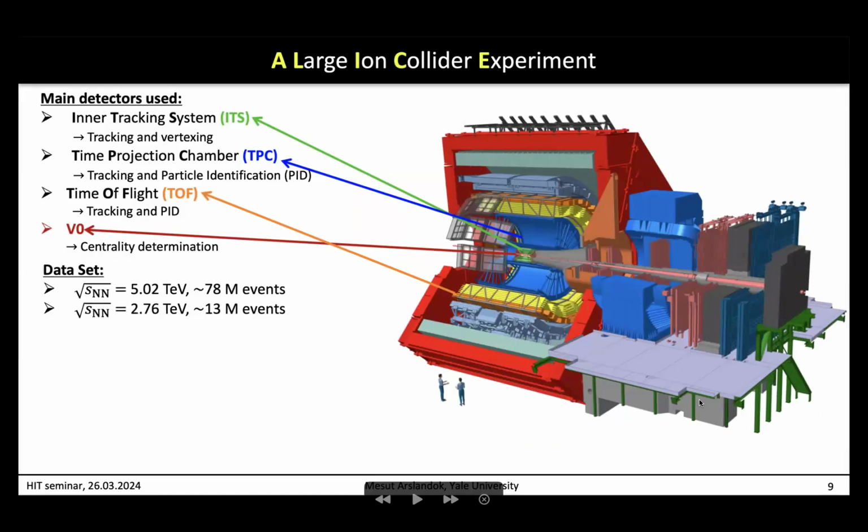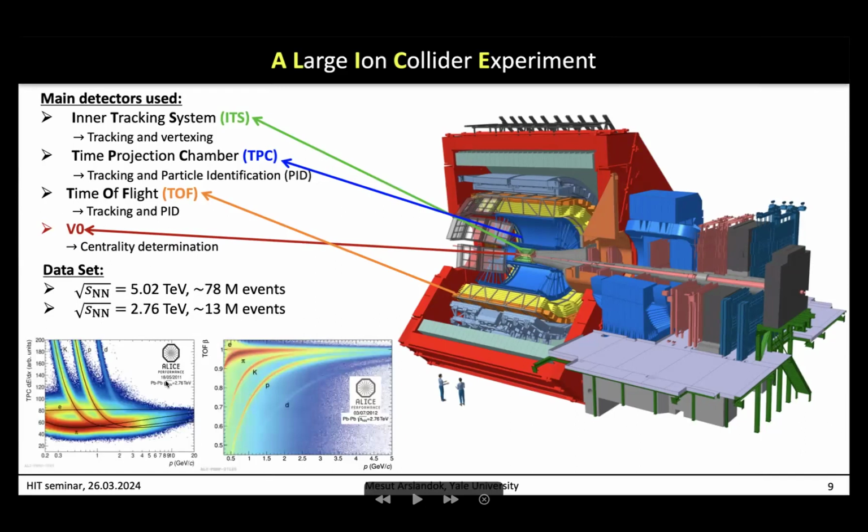Anyway, so let me start with this experimental part. This is the ALICE experiment. As an again very short introduction, we use different detectors: a tracking system for tracking and vertexing, TPC for particle identification together with TOF, and V0 to have uncorrelated centrality estimation. And this is the data set. And in the end, these are the two pictures, as I have shown. One is this dE/dx, and one is the speed of the particle to distinguish particles.